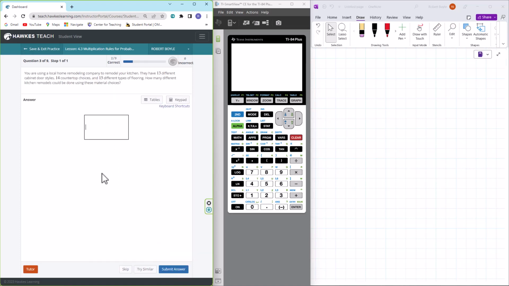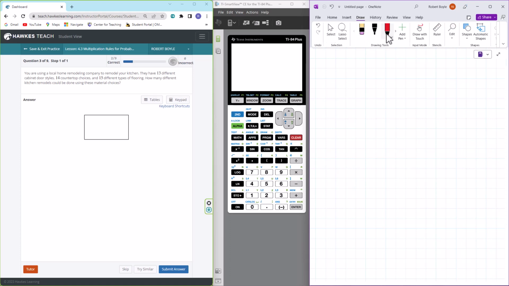This is a question relative to the fundamental counting principle. You are using a local home remodeling company to remodel your kitchen. You have 13 different cabinet door styles, 14 countertop styles, and 15 different types of flooring. So this is basically a multi-stage experiment. The question here is, how many different kitchen remodels could be done using these choices? In other words, what is the size of the sample space?